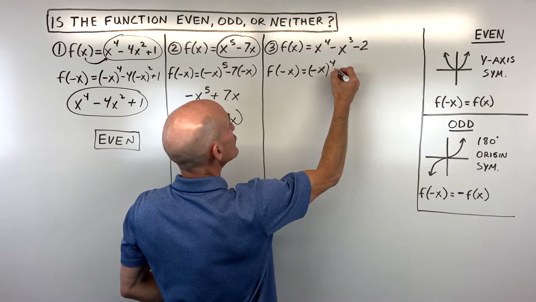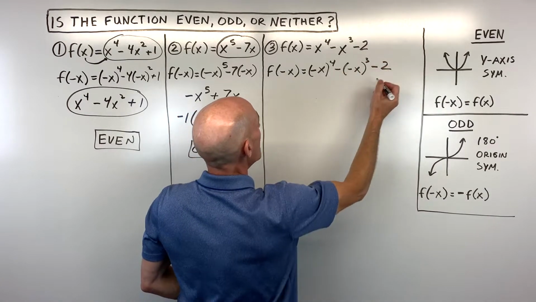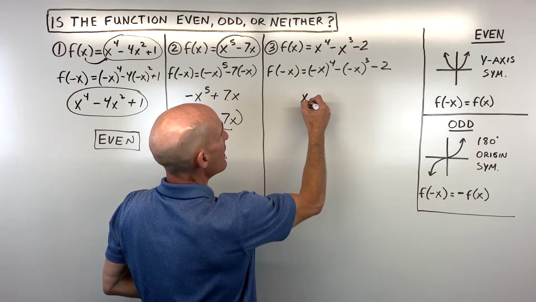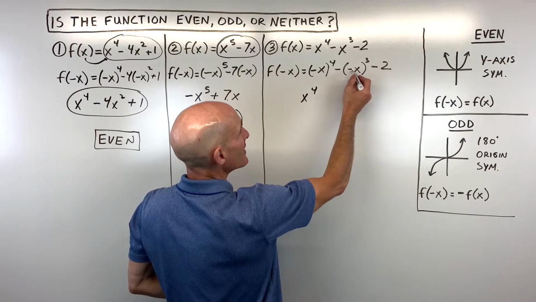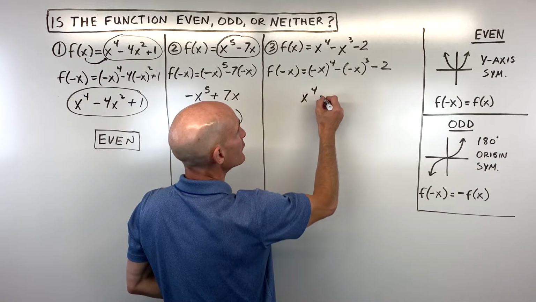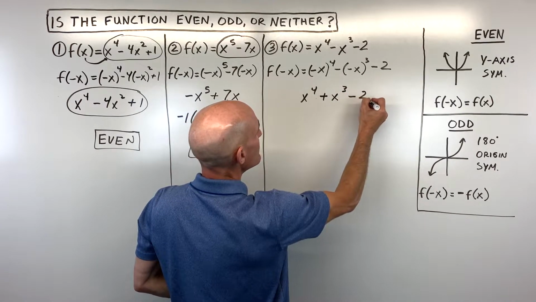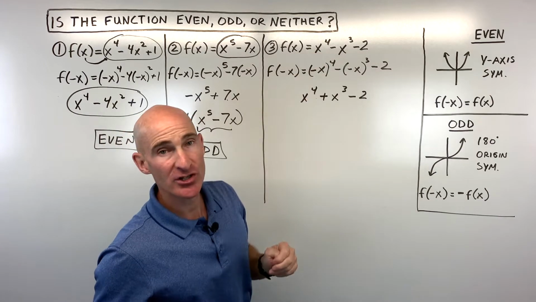So negative x to the fourth power, negative x to the third power. Okay, our order of operations: negative x to an even power gives us a positive x to the fourth. A negative x cubed, times the negative in front, gives us a positive x cubed. And then minus 2 is just minus 2. Now when I look at this, is it the same as the original function?